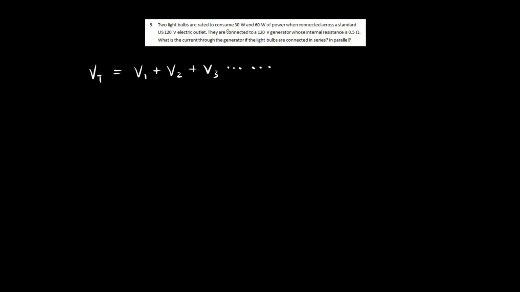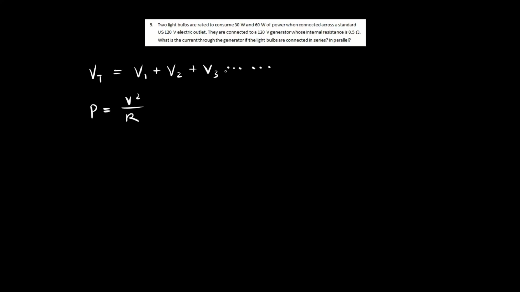Because if you think about it, the only difference between the circuit based on the electrical outlet and the circuit based on the generator is the extra resistance that the generator provides. So let's use the equation P is equal to V squared over R to solve for the resistance of the two light bulbs in this electrical outlet circuit.